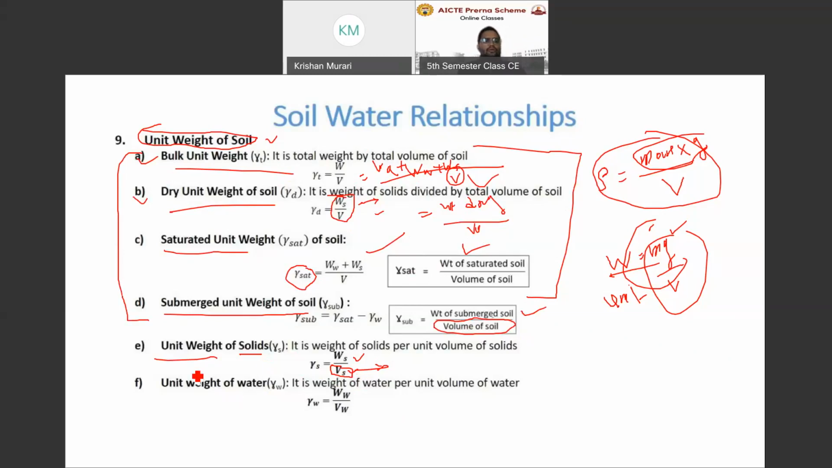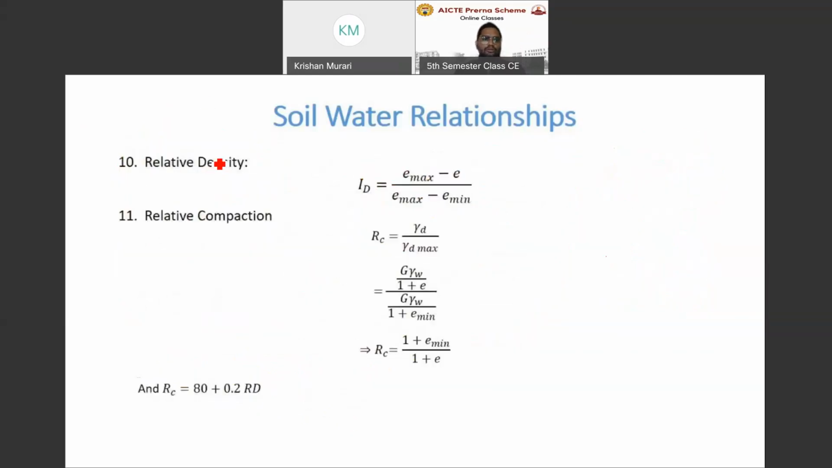The next term is the unit weight of water. What is the unit weight of water? The weight of water upon the volume of water. Clearly, whether it is the unit weight of water, unit weight of solid, or unit weight of air, in that case we consider only that volume. If we are talking about the unit weight of solid, then we consider the volume of solid. If we are talking about the weight of water, then we consider only the volume of water. Okay, I think this slide should be clear to all.